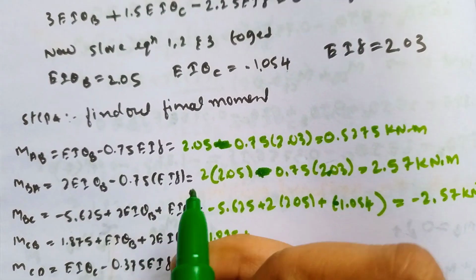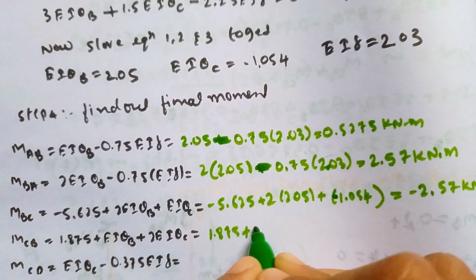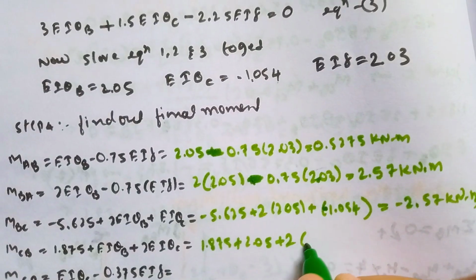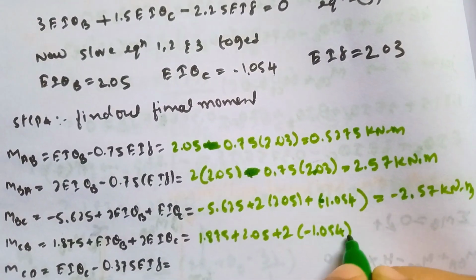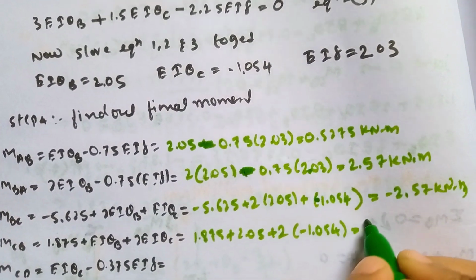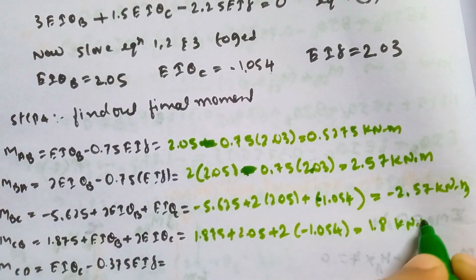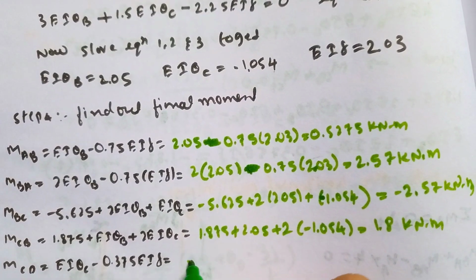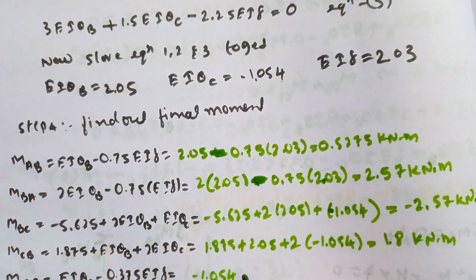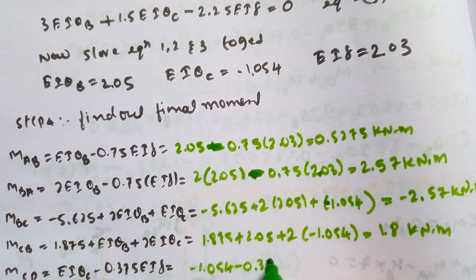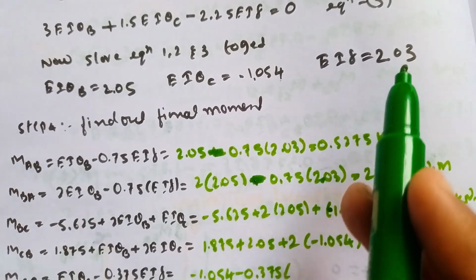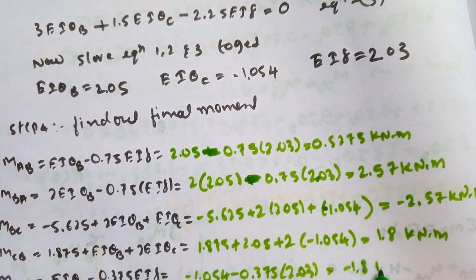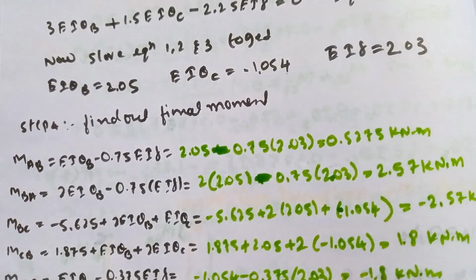Similarly for MCB is equal to 1.875 plus EI theta B is 2.05 plus 2 into EI theta C is minus 1.054. So simplify it, it will come out as 1.8 kilonewton meter. So now for MCD, EI theta C is minus 1.054 minus 0.375, EI delta value is 2.03. Simplified, it will come out as minus 1.8 kilonewton meter.